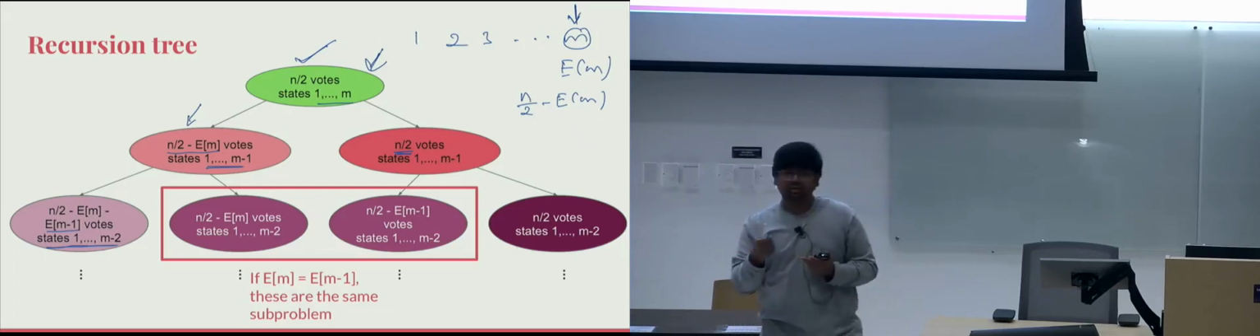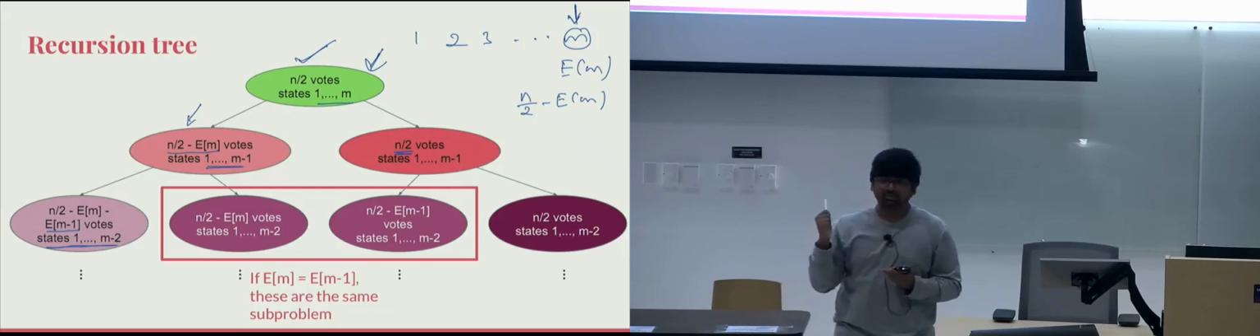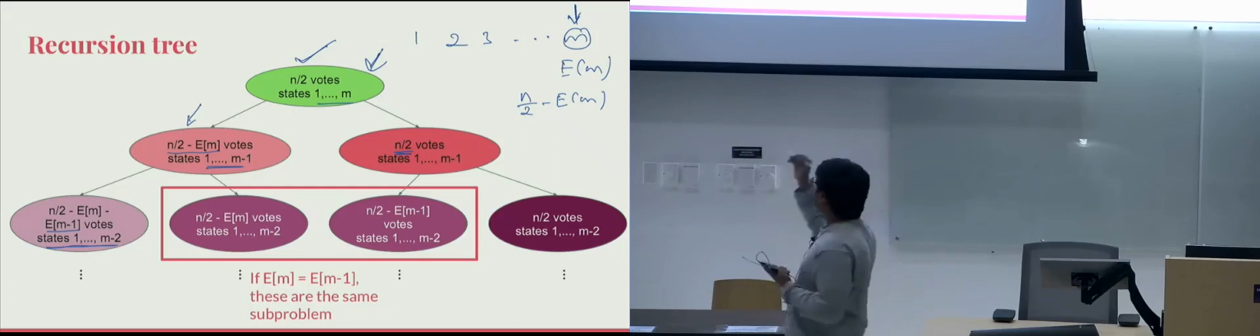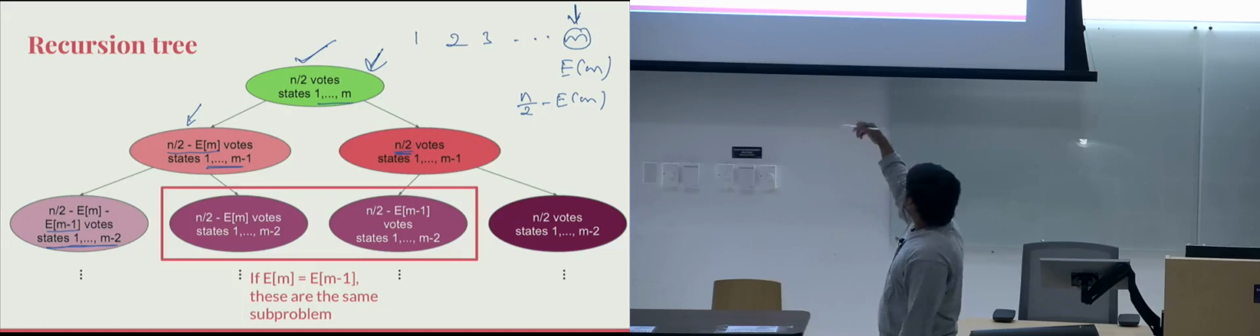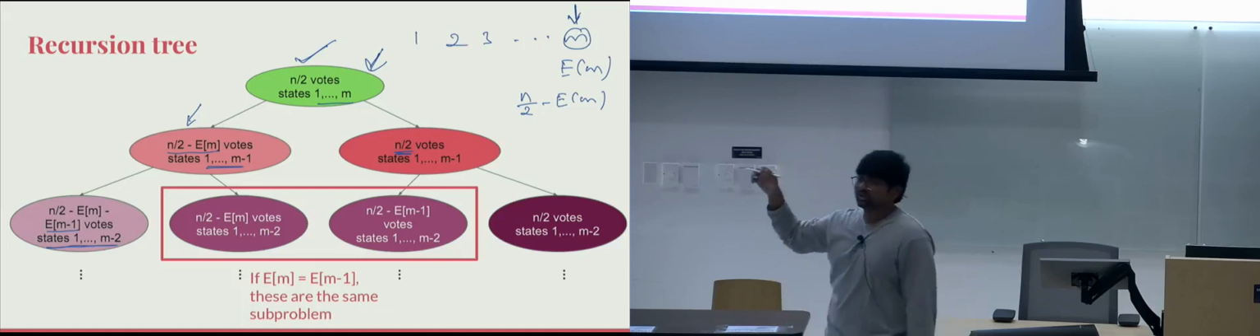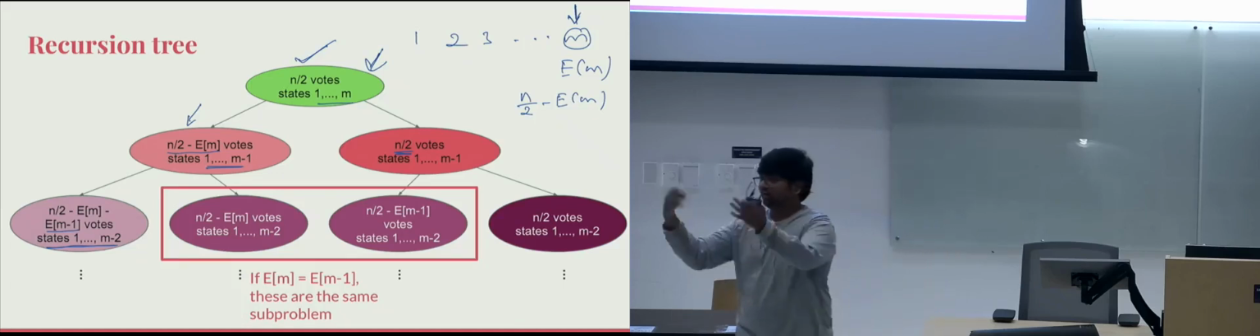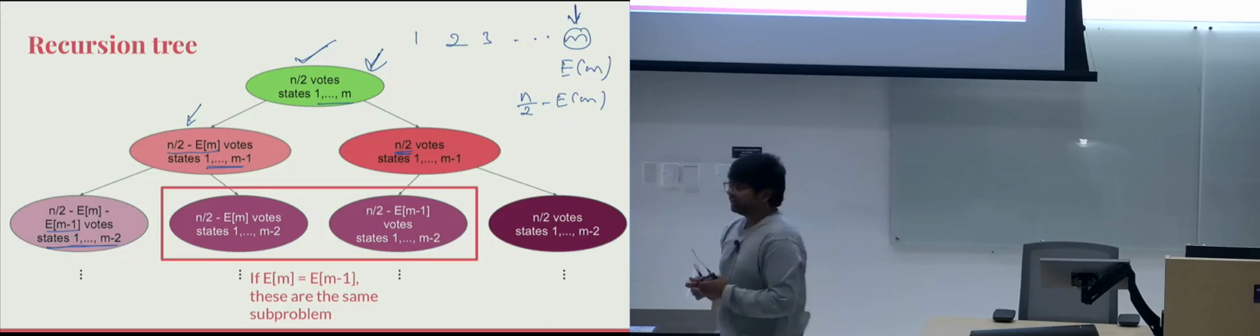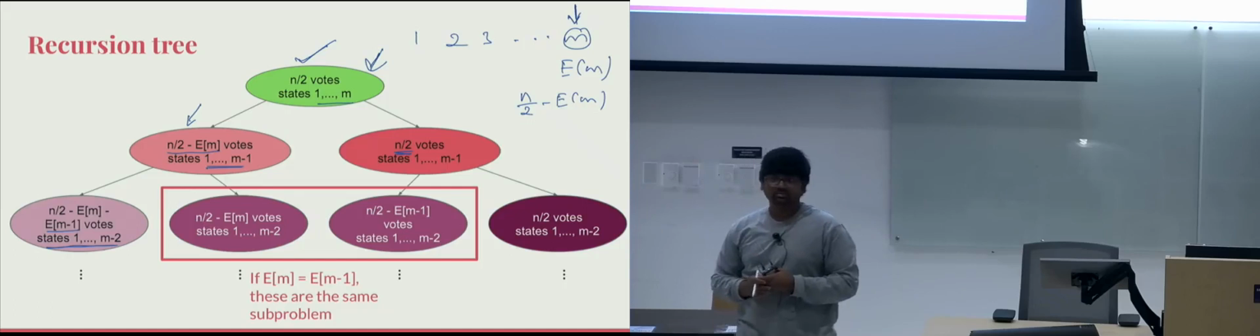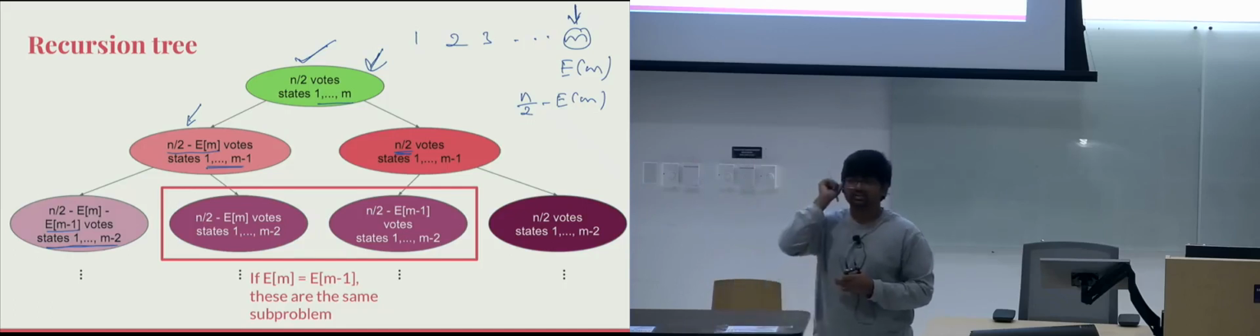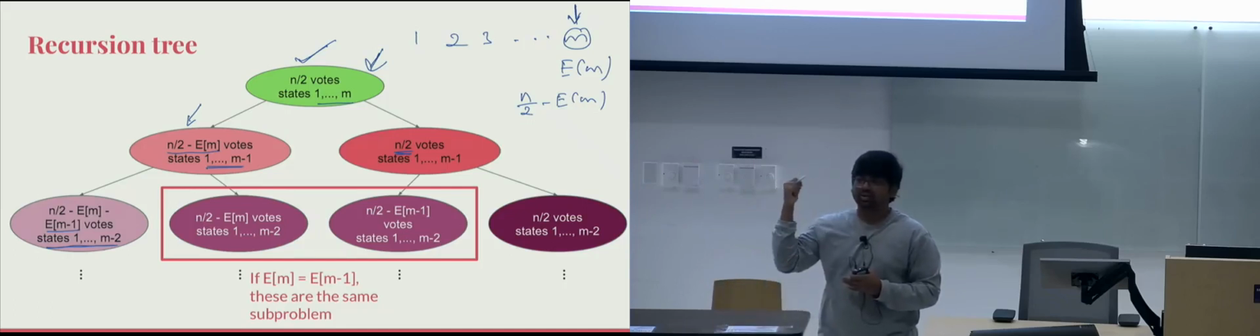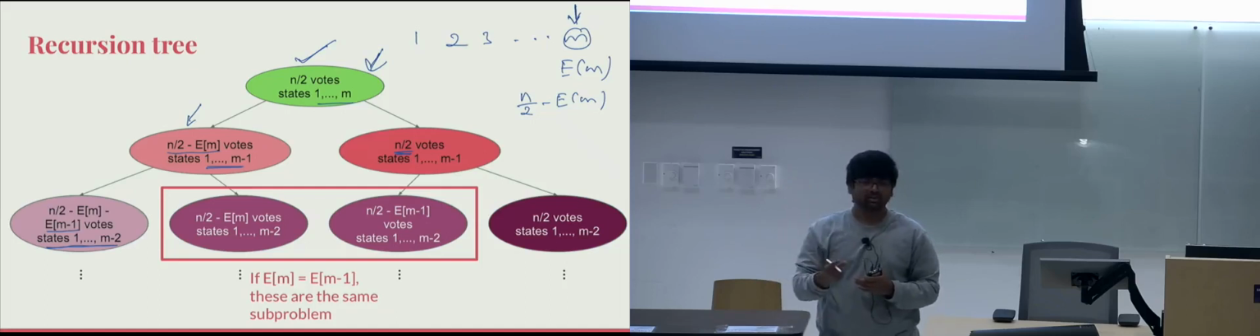A 1D array won't be sufficient anymore for this problem, right? You cannot just find some array of required number of votes, because that's not the subproblem. You also need to keep track of the states that can actually vote for you. So you need a 2D array for this one. Make sense? Why do you need a 2D array? Because you now have two dependent variables. Okay?